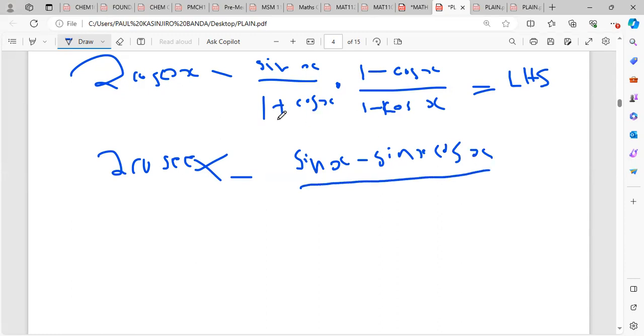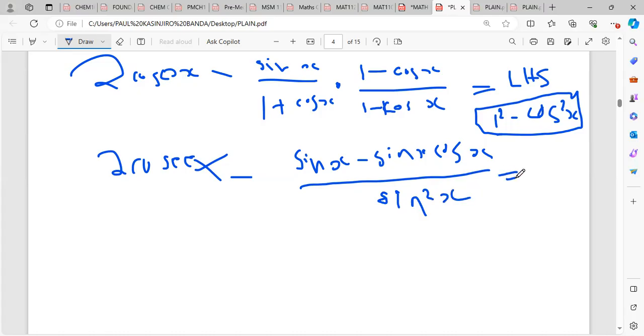Over, what do I have down? Down there, I'm multiplying conjugates of each other. How do you multiply conjugates? Just simply say 1 squared, then minus the other one squared. So down here we're going to have 1 squared minus cos squared. We can see that this is the identity for sine: 1 minus cos squared x is the same as sine squared x. And this should be equal to my left-hand side.